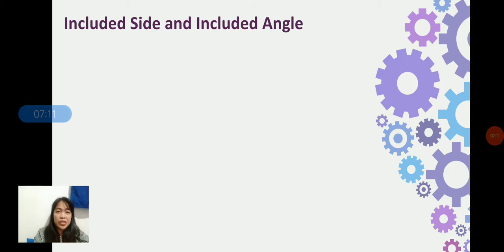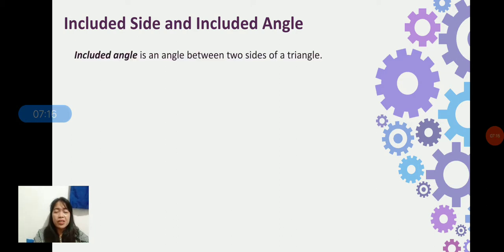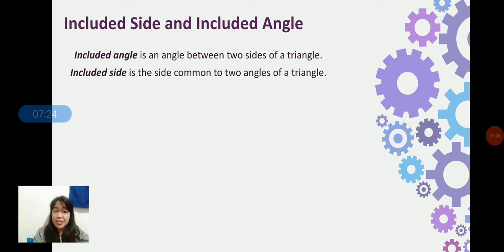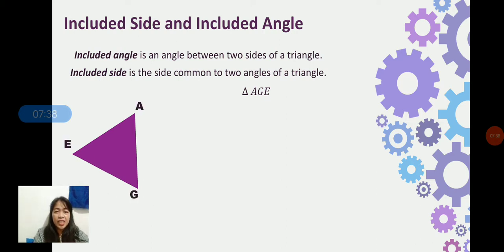What do you call the included side and included angle? Let us define each term. Included angle is an angle between two sides of a triangle, while included side is the side common to two angles of a triangle. Let us study triangle AGE. We have this triangle A, G, and E.